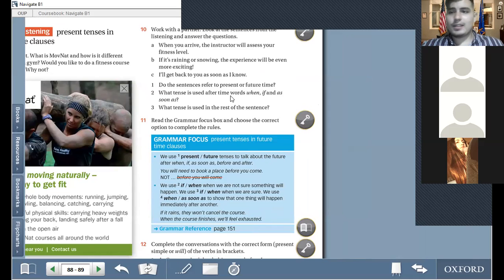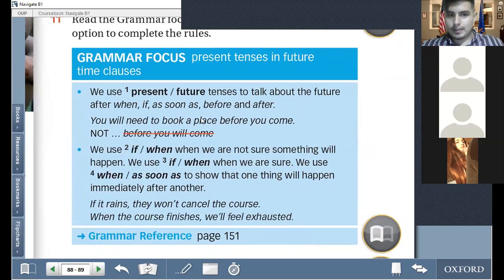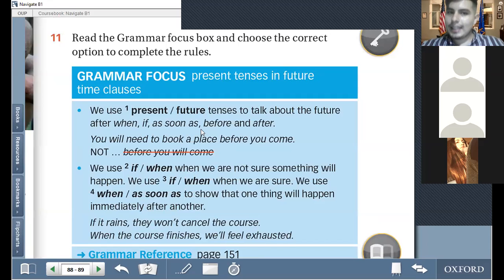We're going to skip exercise number 10 and I need you to focus on exercise number 11. So let's take a look at it. Let's analyze it together, right? I'm going to read it for you. I want you to give me the answer. So we use present or future tenses to talk about the future after when, if, as soon as, before, and after. At the example, you will need to book a place before you come, not before you will come.